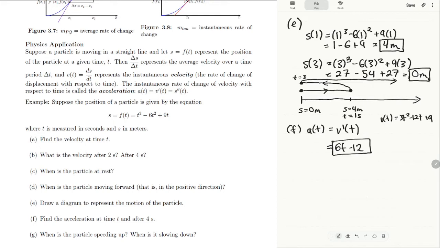Now what is the acceleration after 4 seconds? Well, we can substitute 4 into the acceleration function. We have 6 times 4 minus 12. That's 24 minus 12, or 12. And the units for acceleration is in meters per second squared.